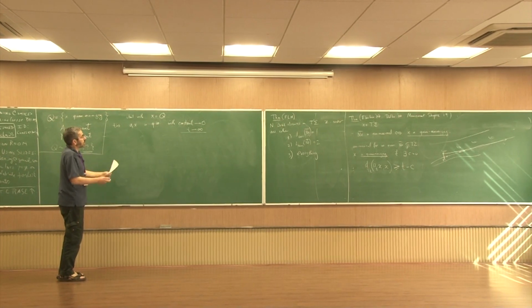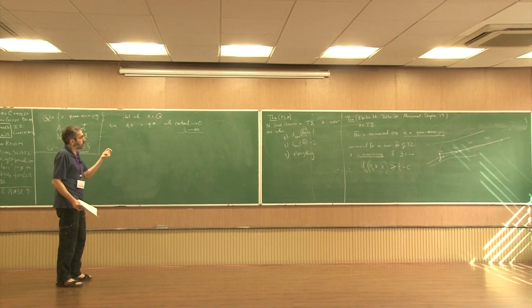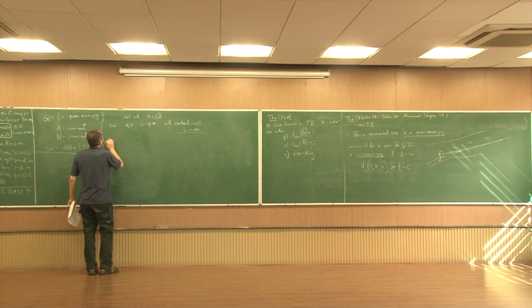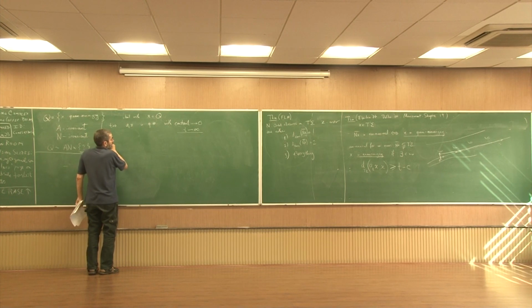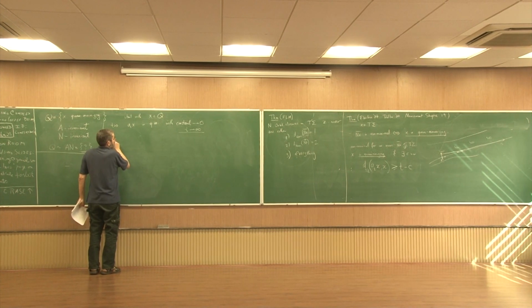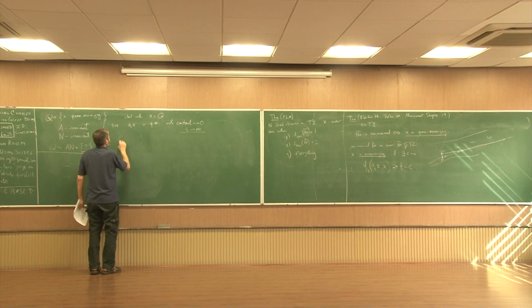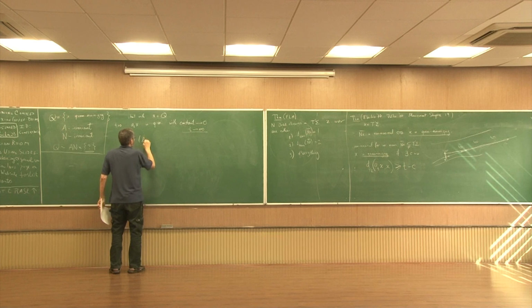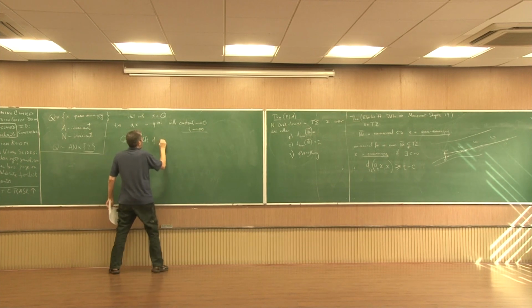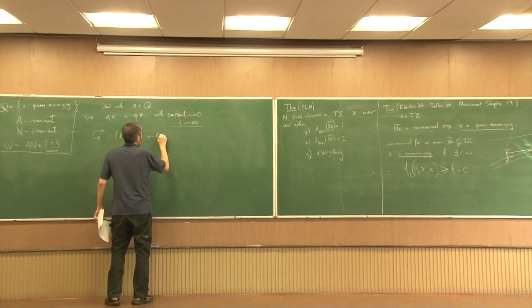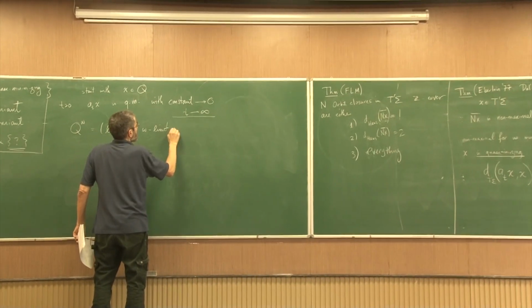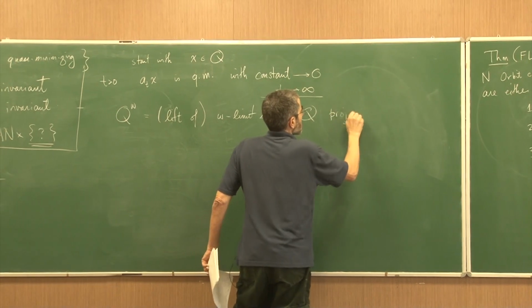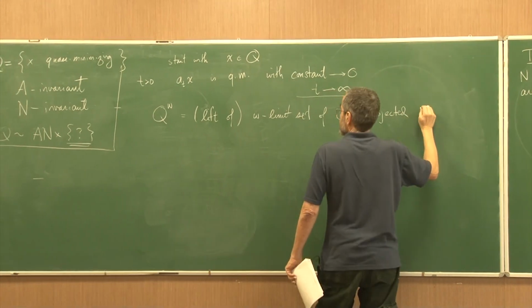So if you could take a limit, the limit would be quasi-minimizing with constant 0. And that's exactly what happens. So you could take a limit. Let Q omega be the lift of the omega limit set of Q projected downstairs.